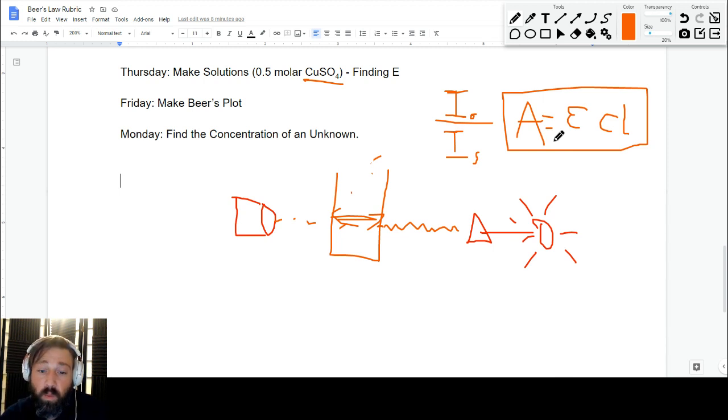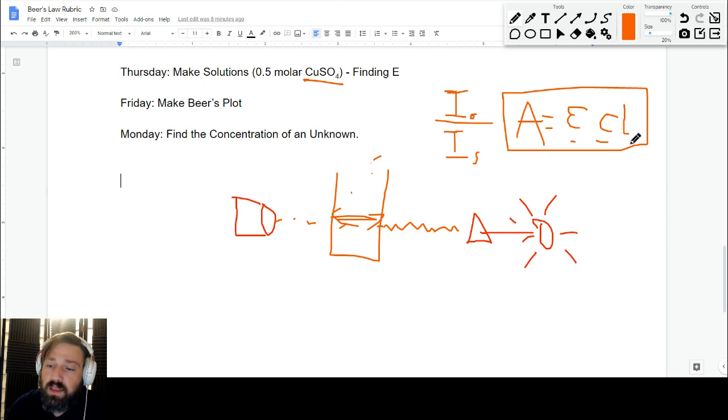can be determined by three things. One, what the sample is. Is it copper sulfate solution or sodium chloride or any other thing that we put in there? Sugar, how much sugar is in there. And so that's our epsilon, what the thing is. Two, the concentration of it: the more we put in, the more it's going to absorb, which makes sense.